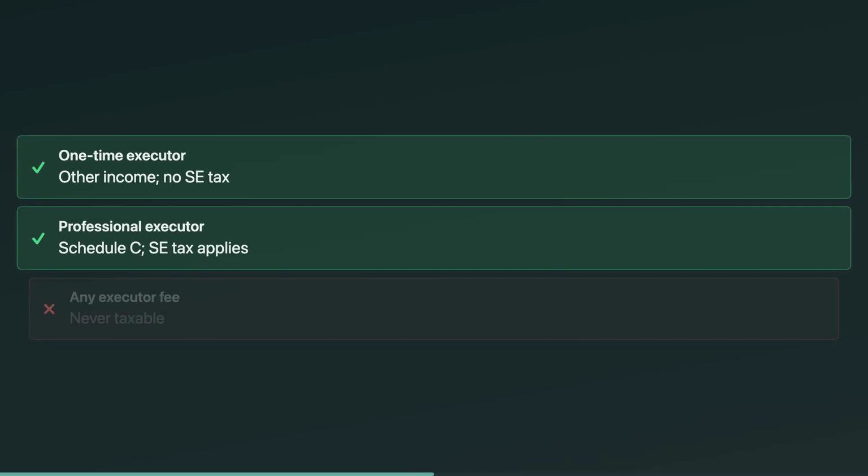Executor fees are always taxable to the executor. The real testable issue is where they go on the executor's Form 1040. If you're not in the business of serving as an executor, like a friend or family member doing it once, report the fee as other income, no self-employment tax. But if you're in the trade or business of being an executor, think a professional fiduciary or estate attorney, then it's Schedule C income, and self-employment tax is in play.